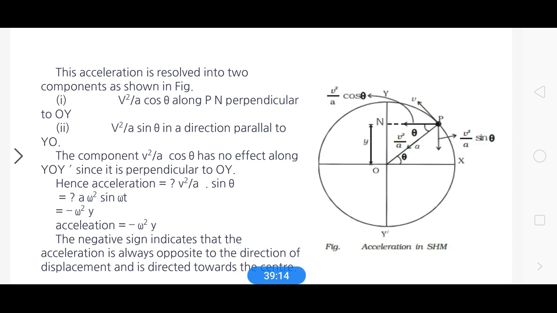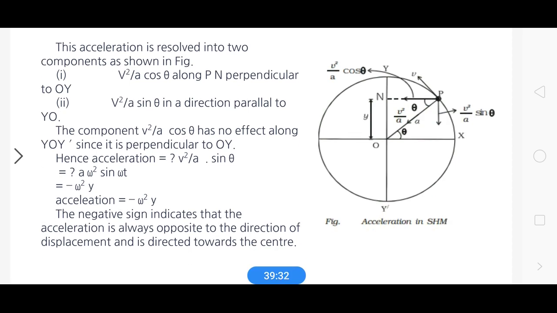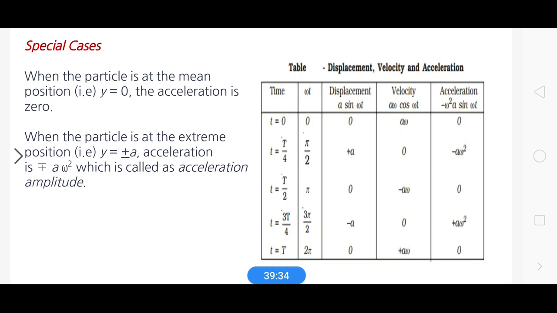And if we consider the direction of the acceleration and displacement, we get a is equal to minus omega square y. Why? Because the direction of displacement and acceleration are always opposite to each other. Now the special cases. When the particle is at the mean position, the displacement is 0, and the acceleration is 0. And when the particle is at the extreme position, the acceleration is maximum, that is plus or minus a omega square.